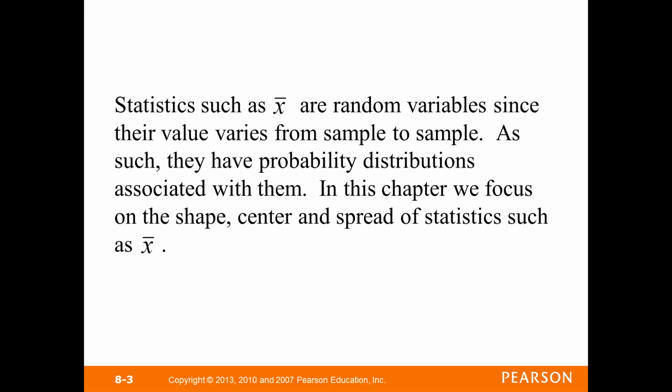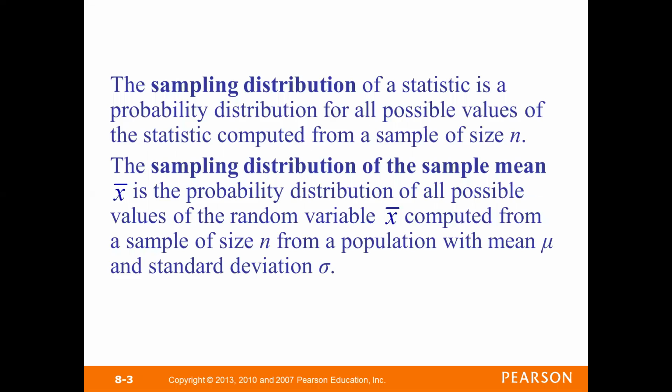So in this section, we're going to look at what shape that distribution has if we were to repeatedly take samples of the same size from a population. So the sampling distribution will be defined to be the probability distribution of that statistic for all possible values of the statistic computed from a sample of size n. So the sampling distribution of the sample mean, x bar, is the probability distribution of all possible values of the random variable x bar computed from a sample of size n from a population with mean mu and a standard deviation of sigma.